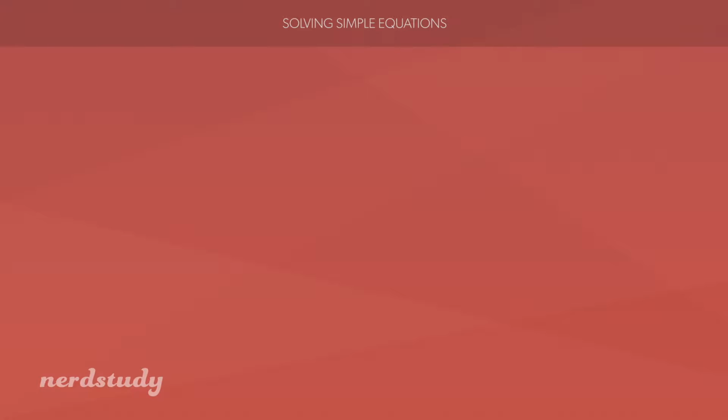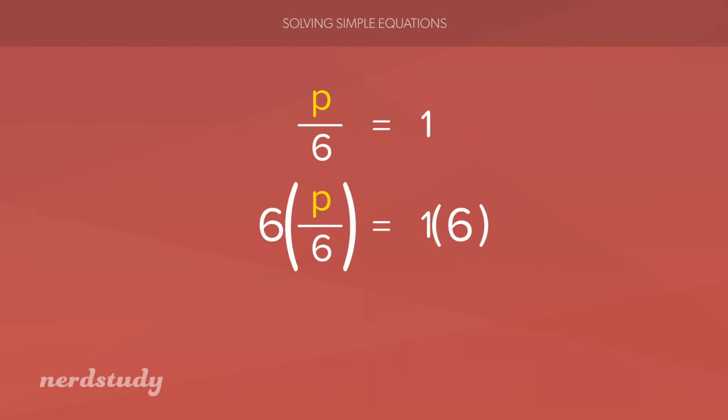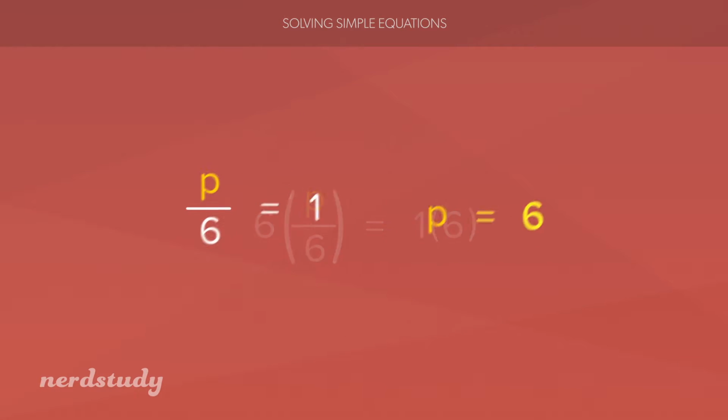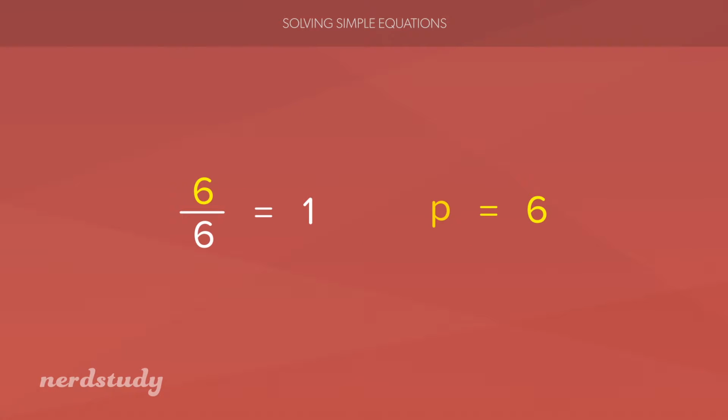Alright, now in this final example of ours, our variable is being divided by 6. To solve this equation, all we would have to do is to multiply both sides by 6. And we would get p equals 6. And since 6 over 6 is equal to 1, we know that we got the right answer.